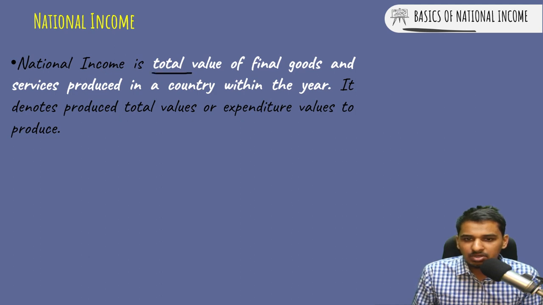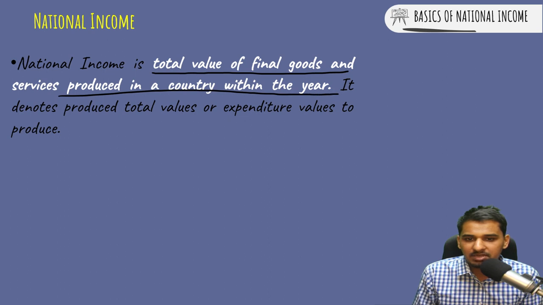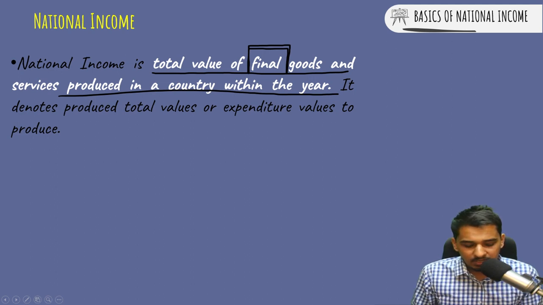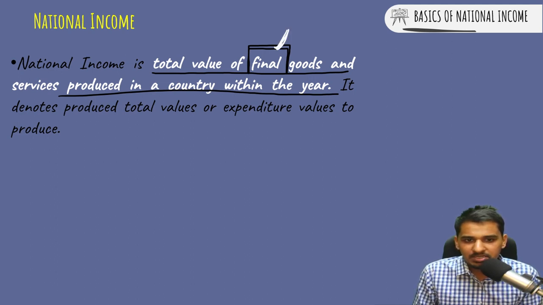National income is the total value of final goods and services produced in a country within a year. You have to be very careful that this is final goods and services. You will not have to take intermediate goods and services. We'll be seeing shortly why intermediate goods are not taken. But please remember for now that final goods and services are taken.